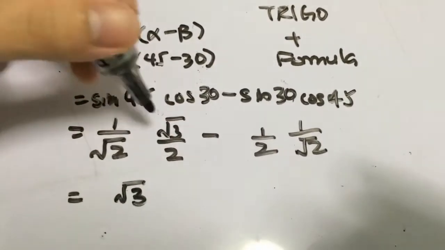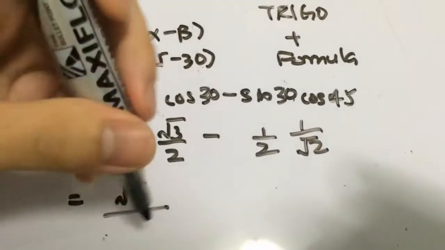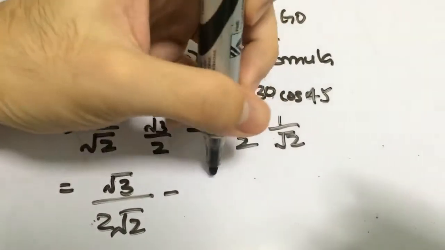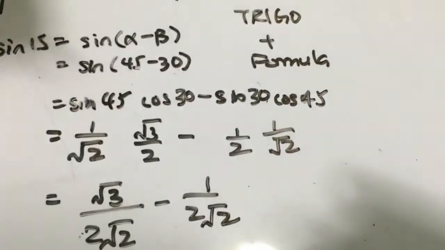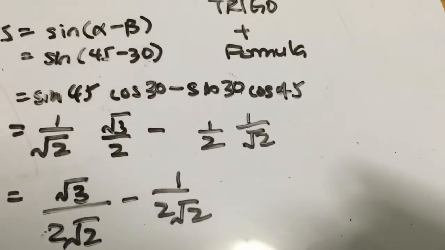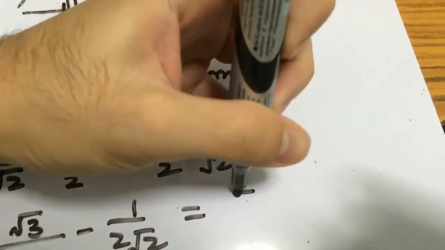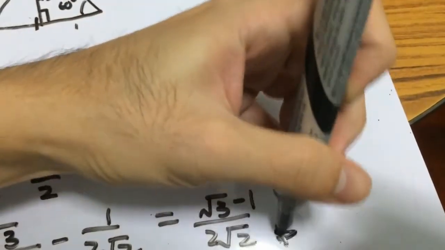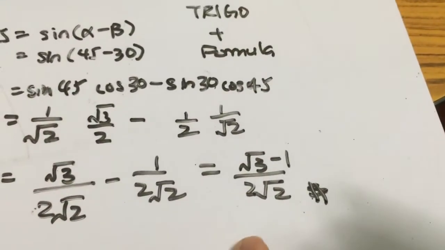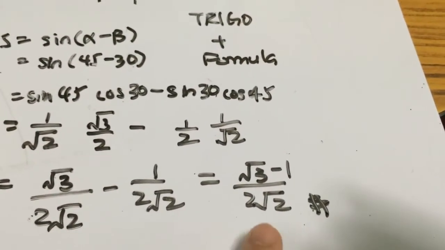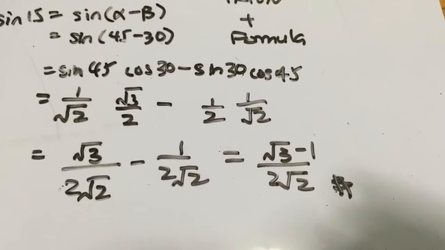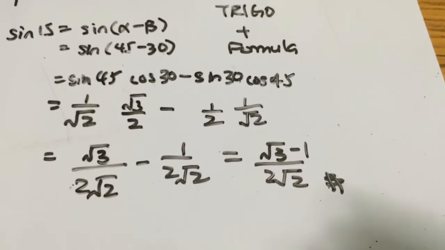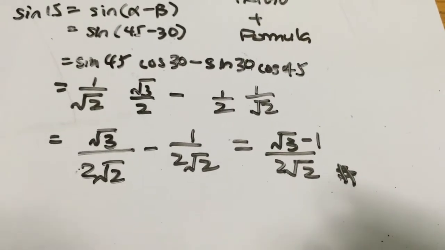And finally, we can just solve. 1 times square root 3 is square root 3 over 2 square root 2, minus 1 over 2 square root 2. So you will get the answer square root 3 minus 1 over 2 square root 2. Here's the answer without using a calculator. You end up with surds, but that's okay because this is quite a beautiful form as compared to decimals all the way. So that's the way you can solve sine 15 as well.